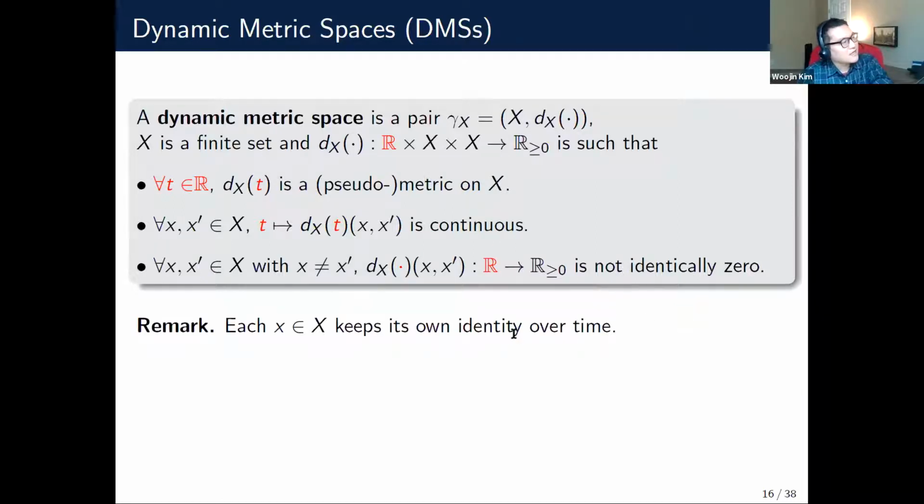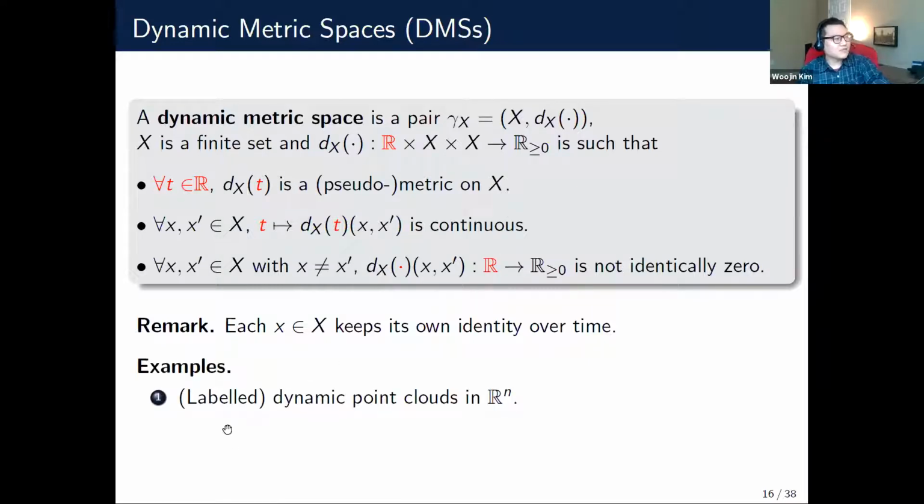Now, one remark is that each point in the underlying set keeps its one identity over time. We are not just looking at a time series of different pictures of metric spaces. We are keeping the identity of each point over time. That's implicit in this definition. And examples: we can imagine some labeled dynamic point clouds, which are moving continuously in the Euclidean space. And another trivial example is going to be constant dynamic metric spaces, dynamic metric spaces which don't move at all.